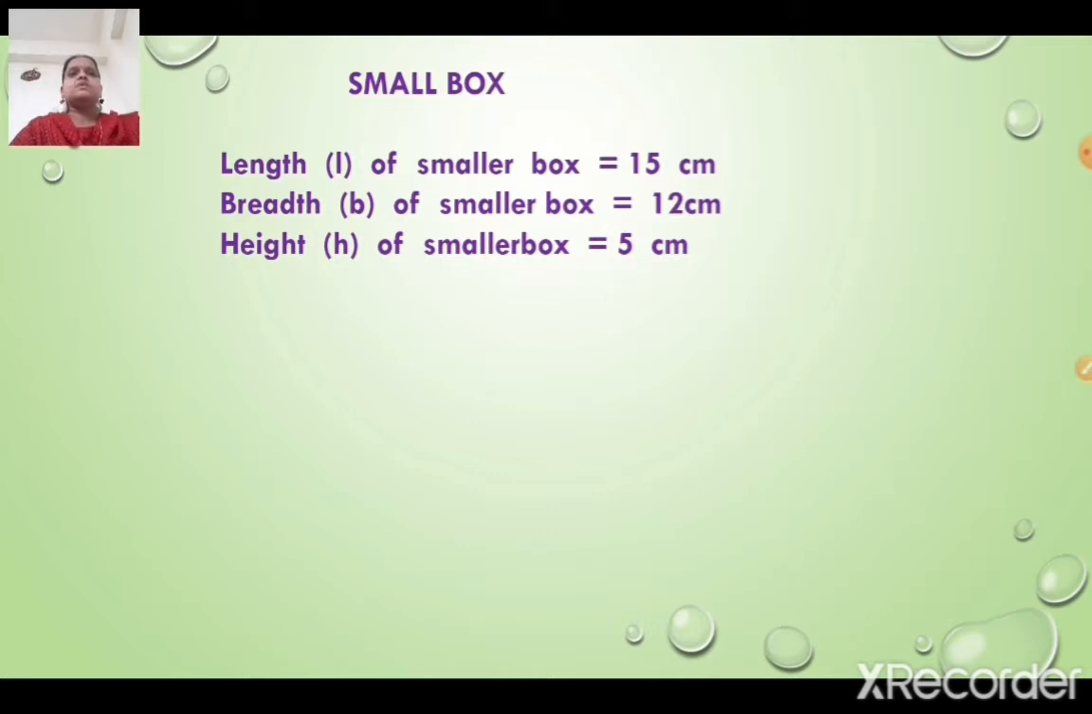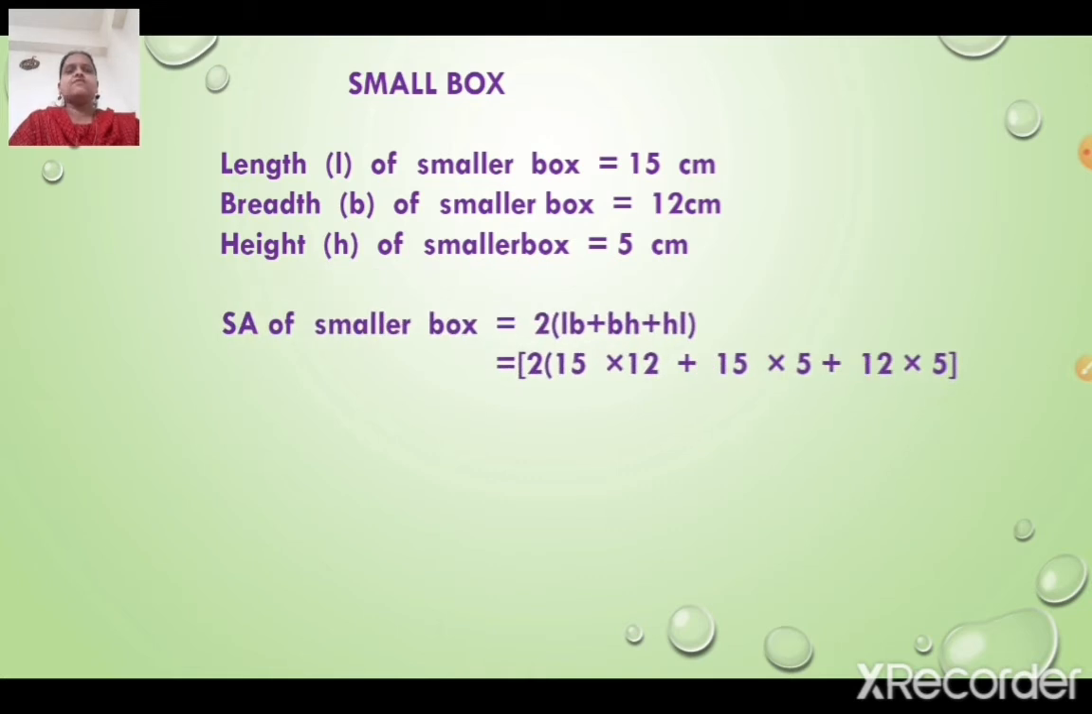First we will start with the smaller box. For the smaller box, what are the given things? Length 15 centimeter, breadth 12 centimeter, and height is 5 centimeter. Is it correct? Yes. So then we will find the surface area of the smaller box, that is 2 in the bracket LB plus BH plus HL. Can you see the values? I have substituted all the values: 2 in the bracket 15 into 12 plus 15 into 5 plus 12 into 5.